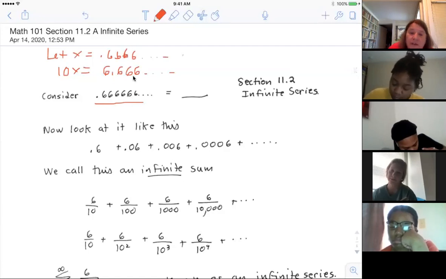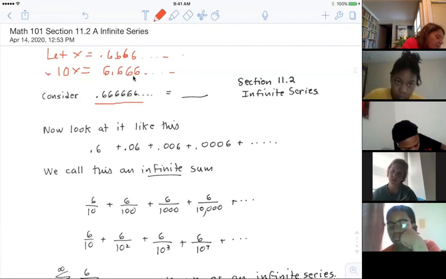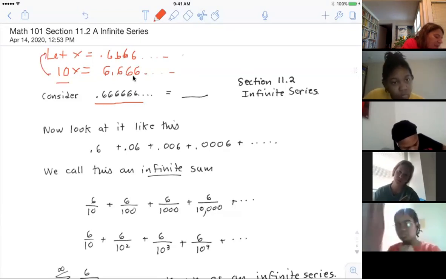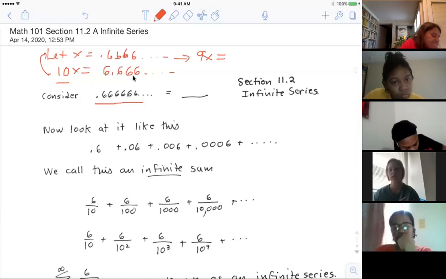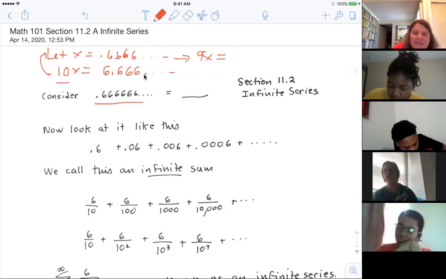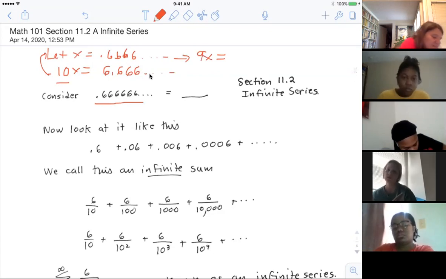Now, I'm going to put a little trick to see if I can find out what x really is. If I subtract this right here from that, 10x minus x is 9x. Now, if I subtract 0.6666 from 6.666, what's left? Because all of this stuff is infinite, it's just the 6, exactly. Now, if I solve for x, I get x equals 6/9, and that's 2/3.